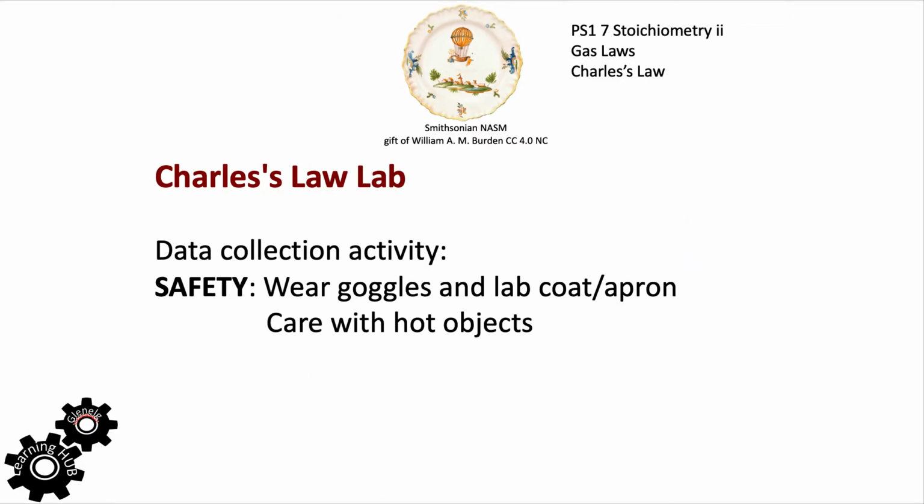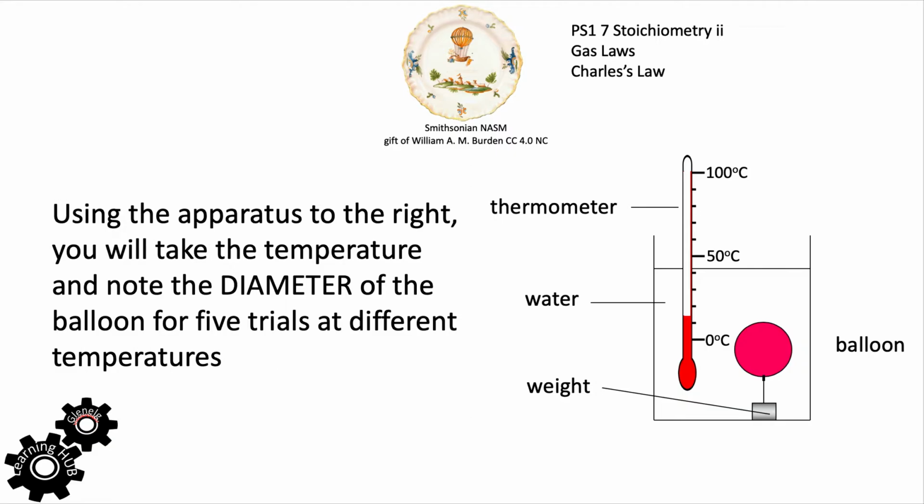And the Charles' Law Lab is going to be a data collection activity. If you were doing the lab, you'd have to wear goggles, lab coat or apron, and be very careful with the hot objects as we're heating materials. We're going to start off with the apparatus that's on the right. You've got a balloon that's anchored at the bottom of a beaker of water with a weight, and a thermometer to take the temperature of the liquid.